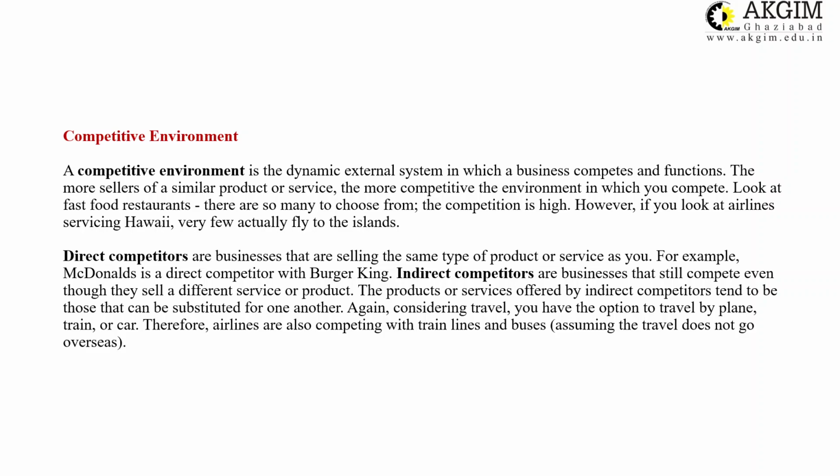It may include substitute products. For example, if we are talking about services, we can take the example of plane, train or car. If a person wants to travel, he has three options. He may travel by plane, by train, or by car. So these are three rivals that indirectly compete with each other.